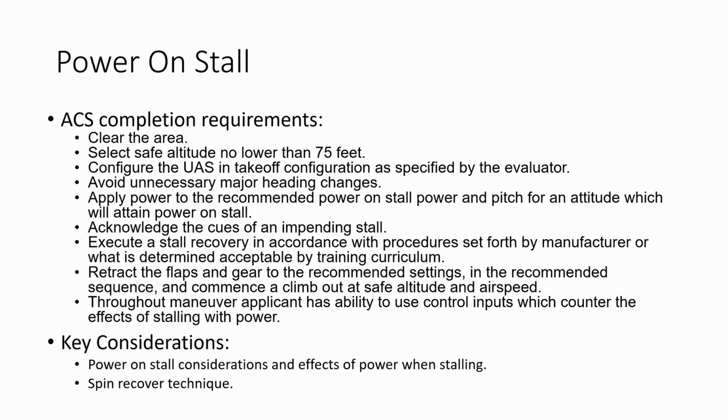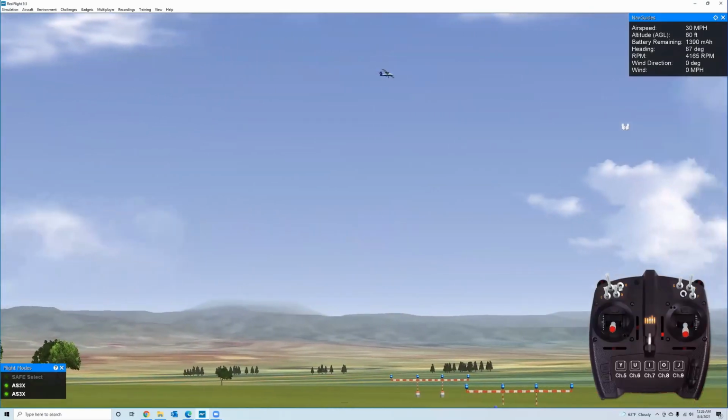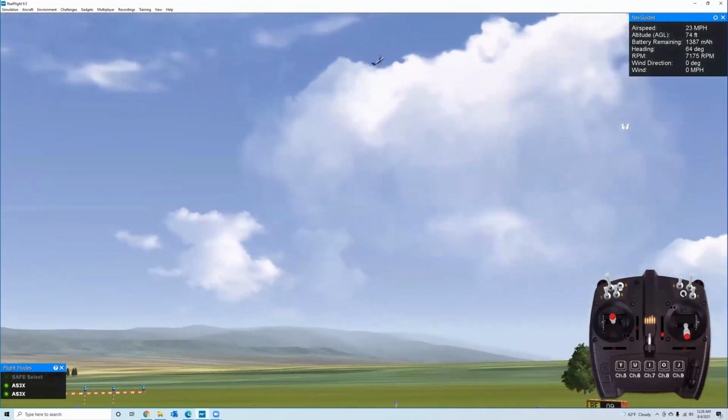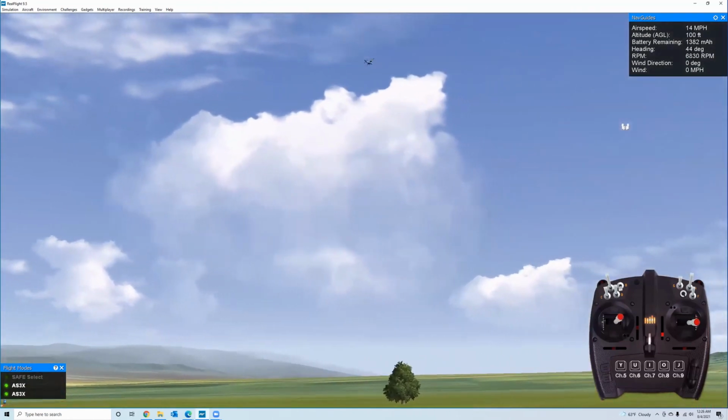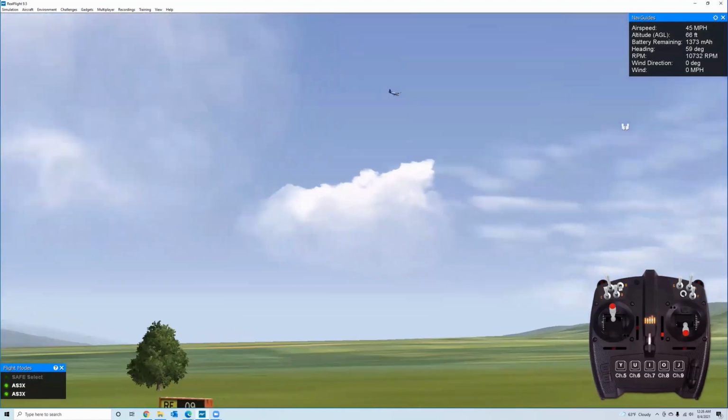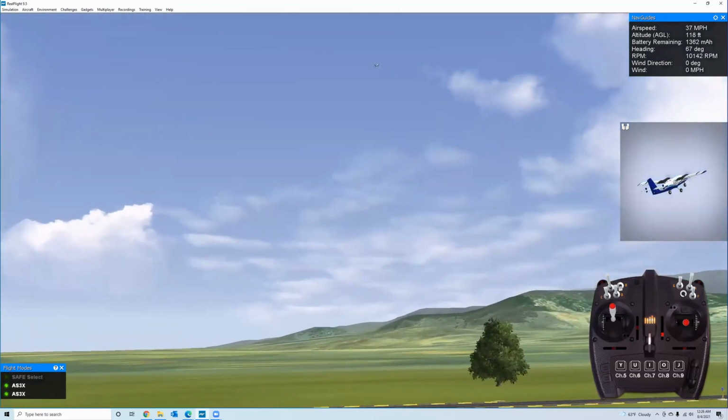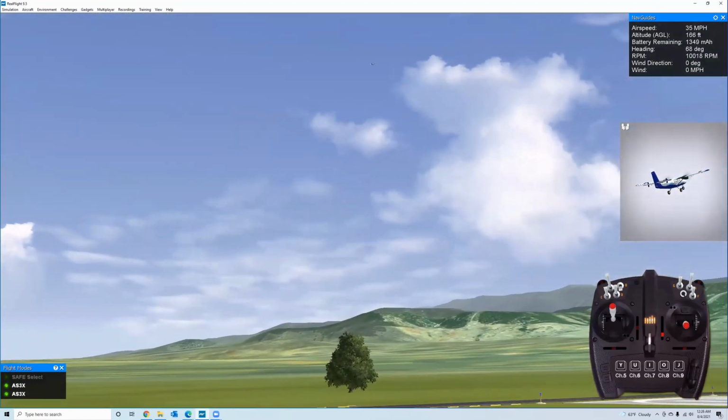The next maneuver we're going to talk about is the power on stall. Starting this maneuver from a very slow airspeed, back pressure is increased simultaneously with power until the aircraft stalls, in which case the pitch is released, the nose is pushed down, and because full power is already set, the aircraft just needs to climb out.